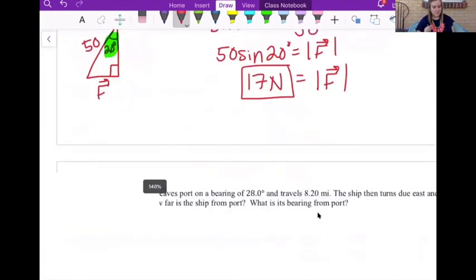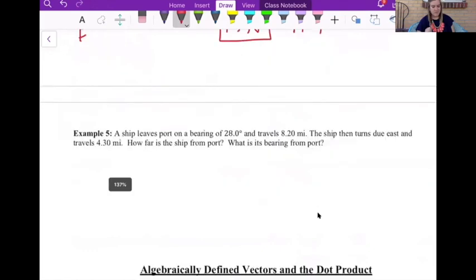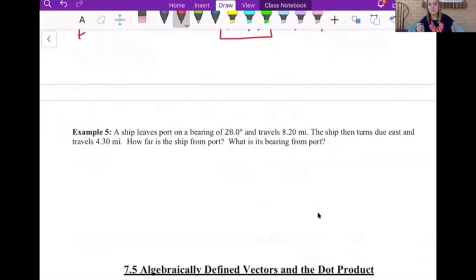Okay, so there is no example 4. Basically, we cut it out, and then I forgot to change the number from example 5 to example 4. So we have our 5th example, and this one, again, has to do with bearings. So we have a ship leaving port on a bearing of 28. So we have our north axis, we have a port, and so this angle is 28 degrees, and this side is 8.2.